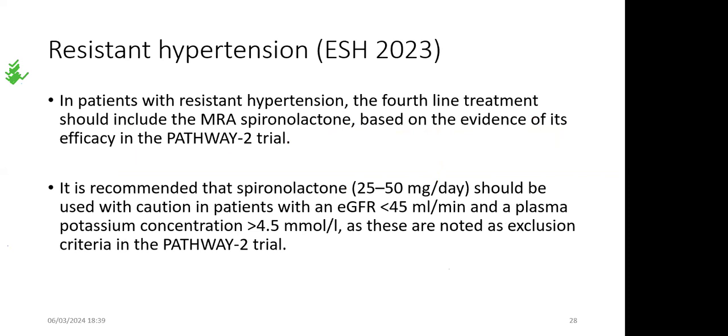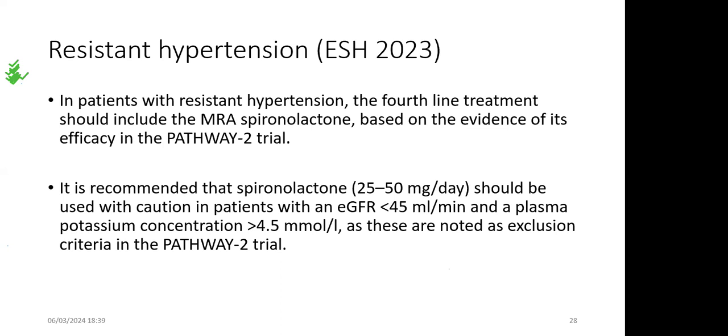So in patients with resistant hypertension, we normally initiate a fourth line of treatment. On top of a CCB, an ARB or ACE inhibitor, and then a thiazide-like diuretic, we initiate a mineralocorticoid receptor antagonist, spironolactone, which is an MRA. And this evidence was seen in the PATHWAY-2 trial. If you'd like to see the details of that trial, you could look it up. Then also, we recommend a dose of spironolactone of 25 to 50 milligrams every day. It's the total daily dose.